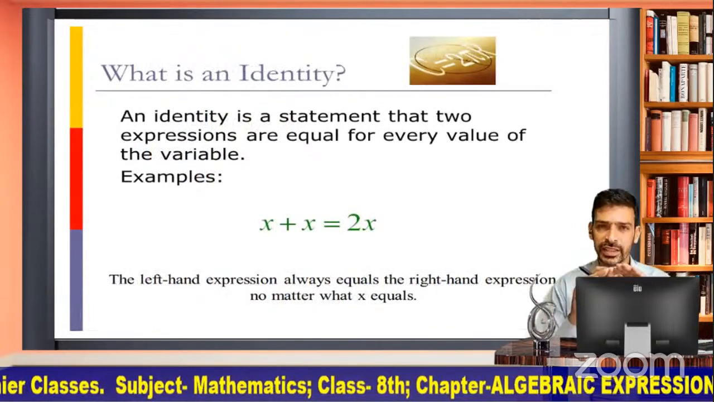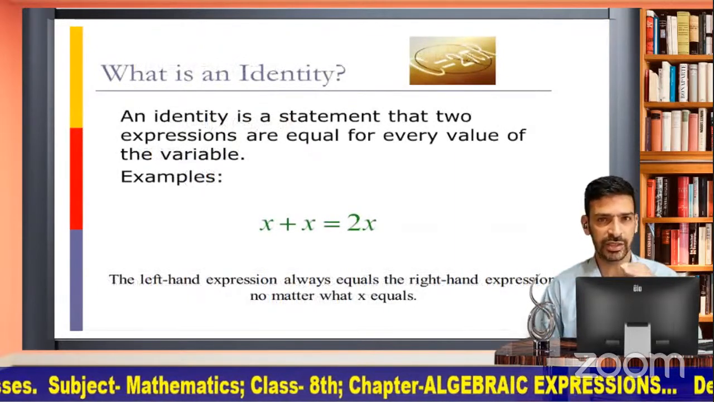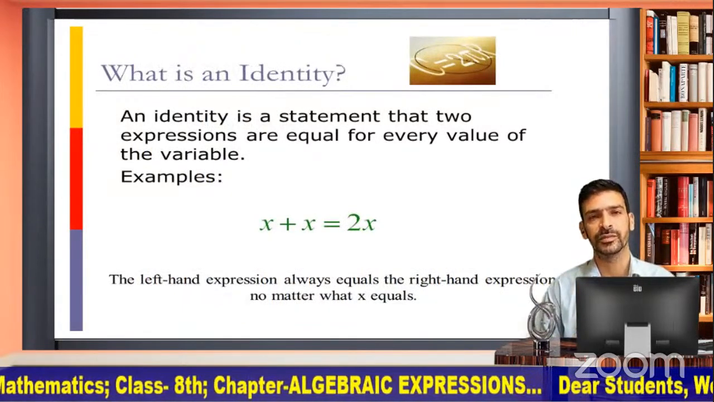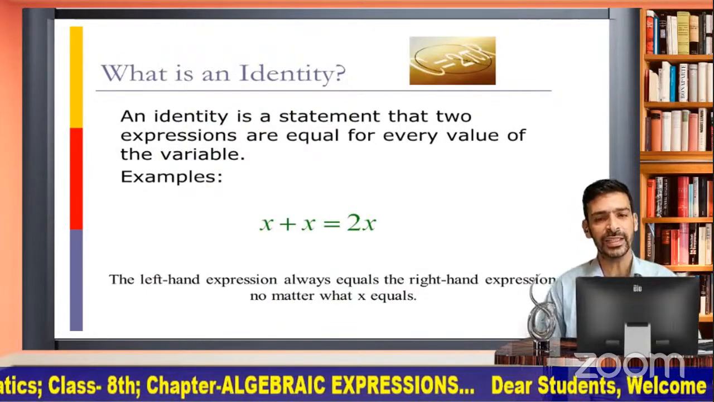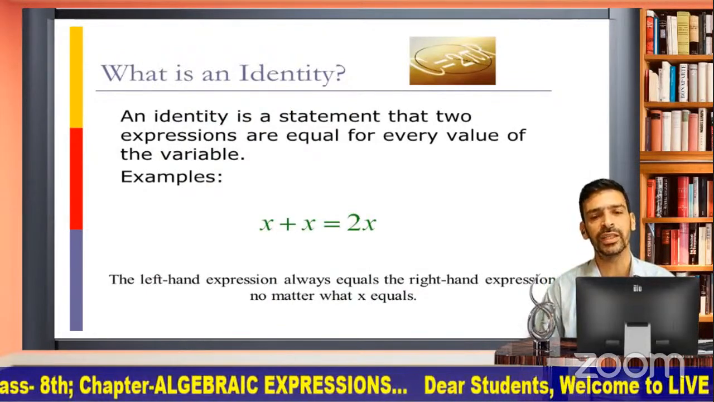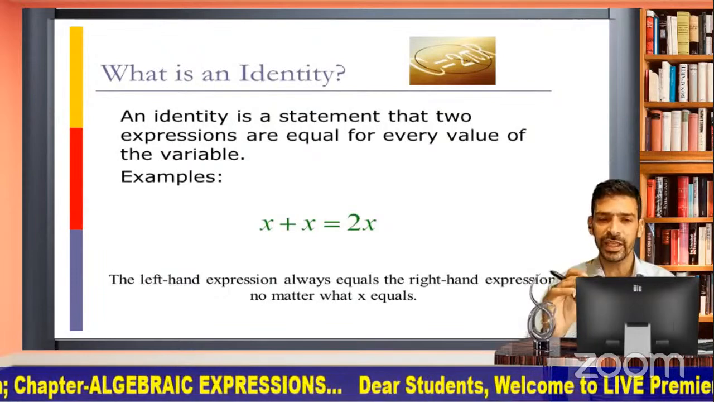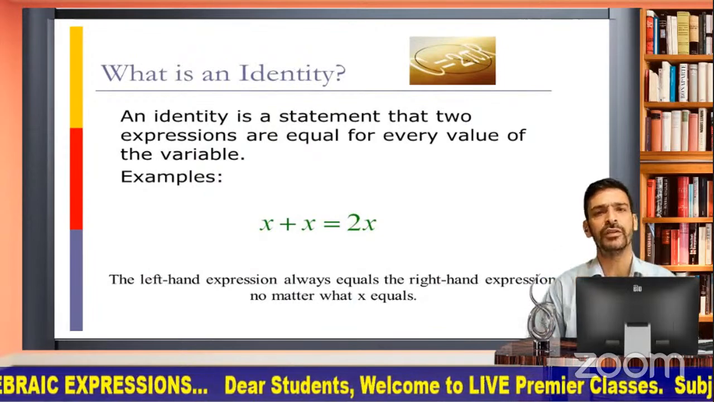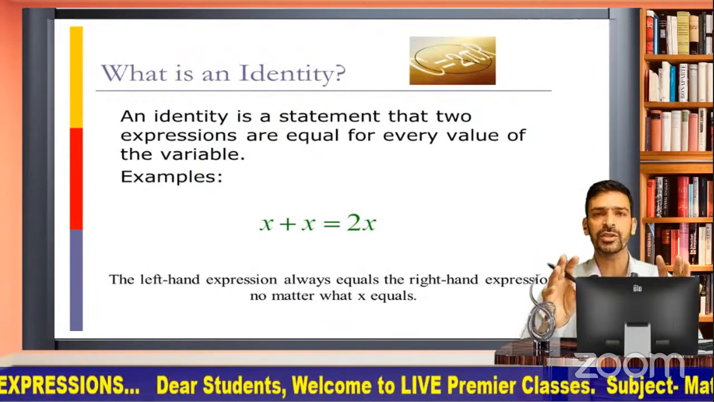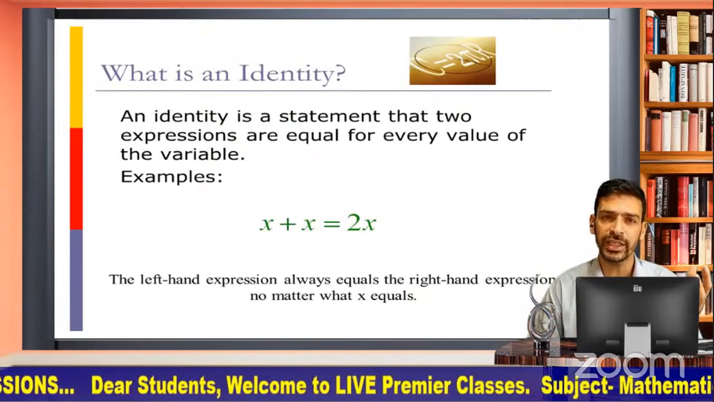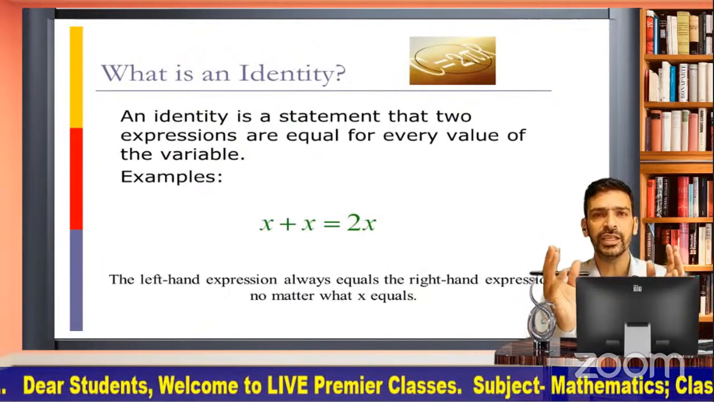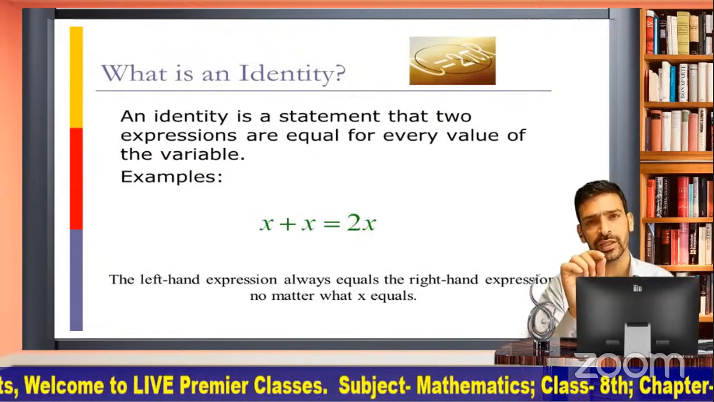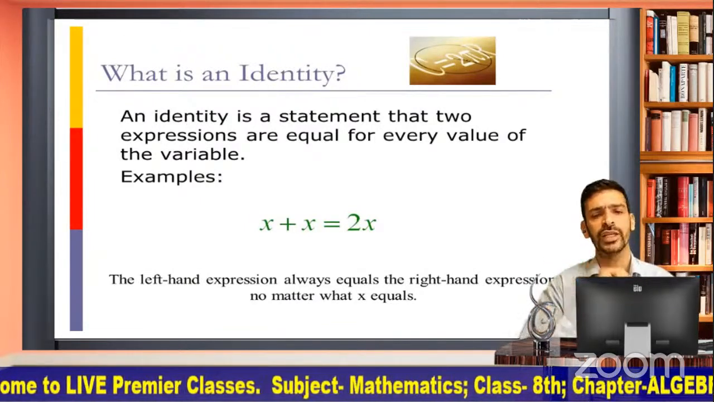An identity is a statement. These expressions are statements. We have learned it in our previous lectures. These are the mathematical statements, expressions. An identity is a statement that two expressions are equal for every value of the variable. Two expressions, the expression on the left hand side and the expression on the right hand side, both sides are equal for every value of variable. आपने variable का value लिया, दोनों side equal बनेंगे.